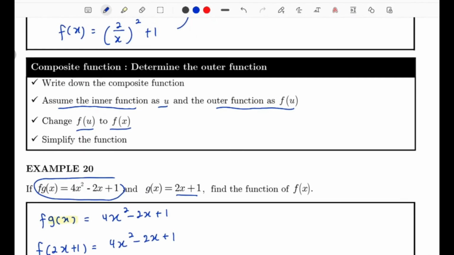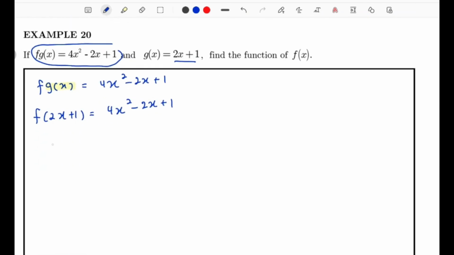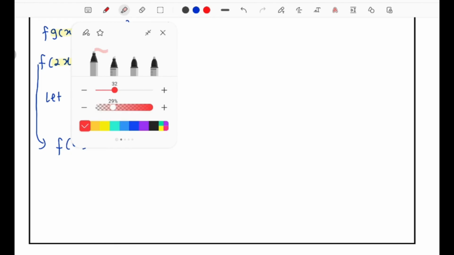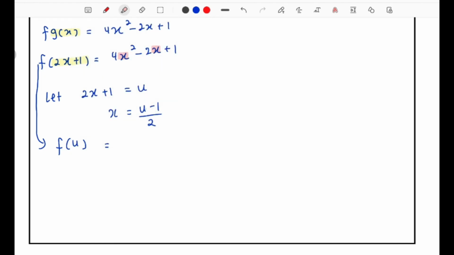And then the next step is to assume the inner function as u. So the inner function, which is g(x), I'm going to assume as u. Let 2x plus 1 equal u, and then rearrange until you have x as the subject. So from here, instead of f of 2x plus 1, it is now f(u), and all the x here, substitute with u minus 1 over 2.